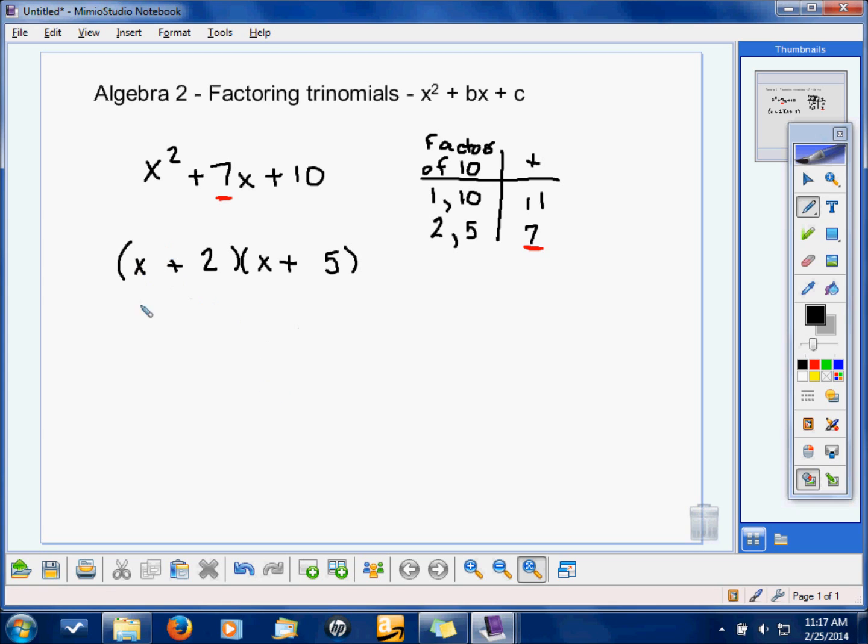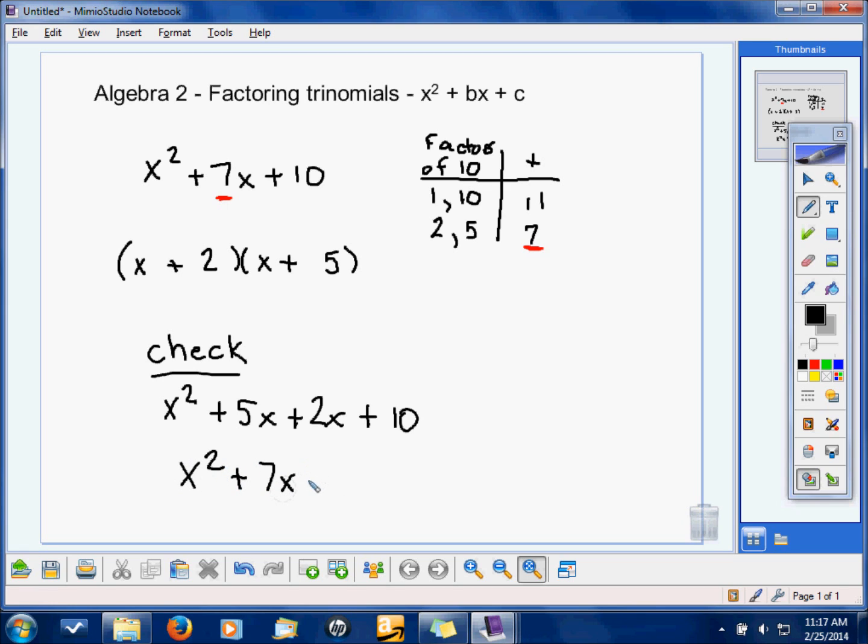Now in order to check it, we multiply it back out. Our check to make sure that you got it right is you do first, outer, inner, last. So our first terms are x squared. The outer terms are 5x. The inner terms are 2x. And the last terms are 10. You combine the like terms. We have x squared plus 7x plus 10. We got back what we started with. This right here is our answer.